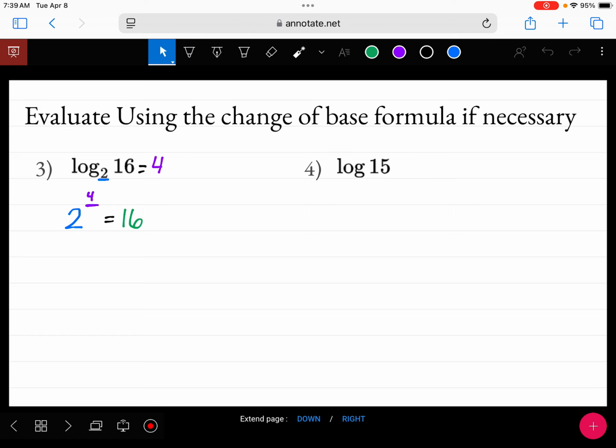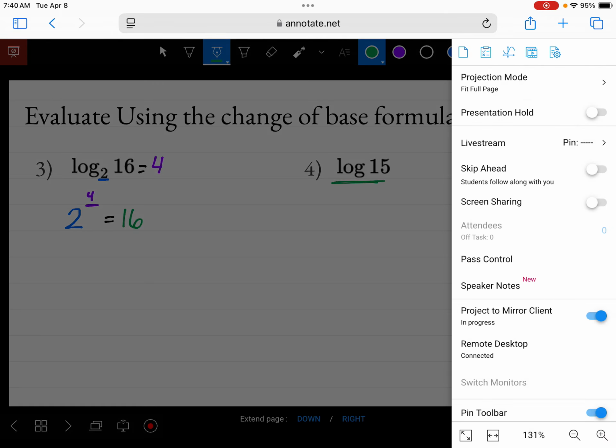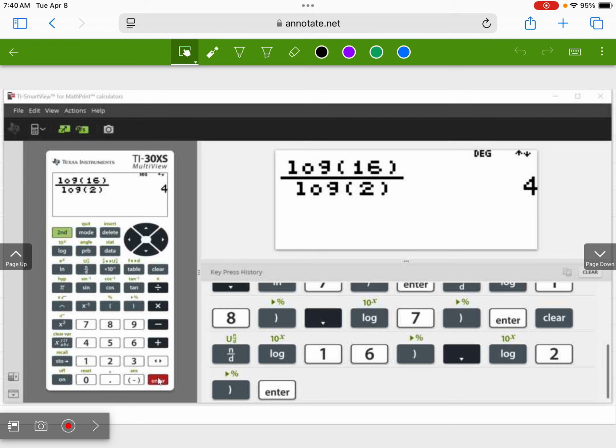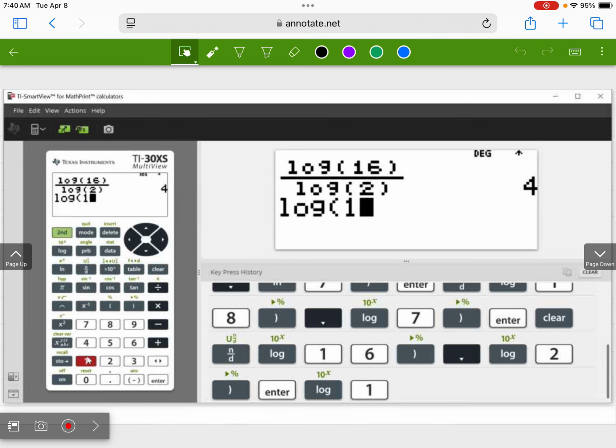It's already in a log. So number 4, how could we evaluate that? I was going to say, it's base 10. So you can do it with log of 15 over log of 10. But also, this straight up is the common log. So if we need a decimal of this, we can just go log of 15.